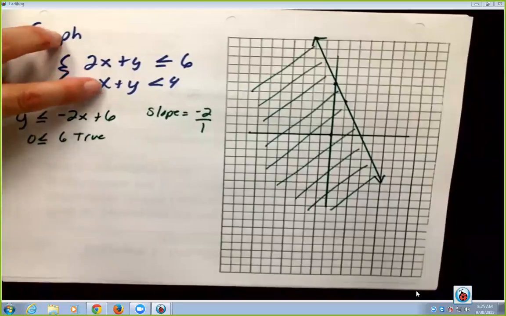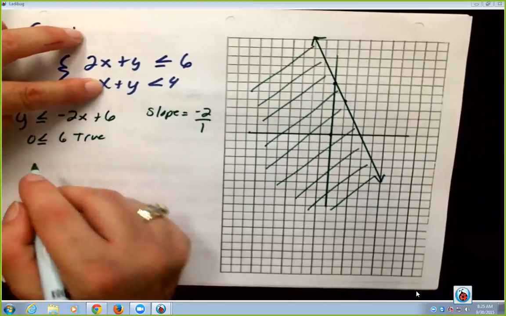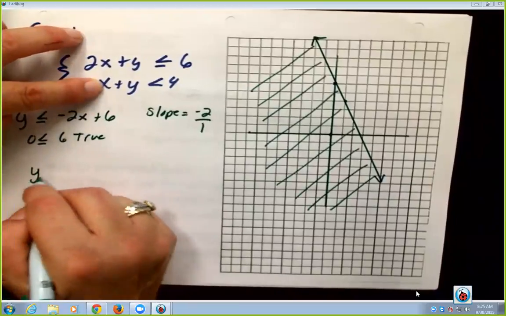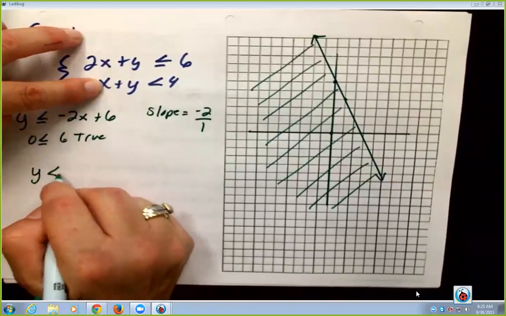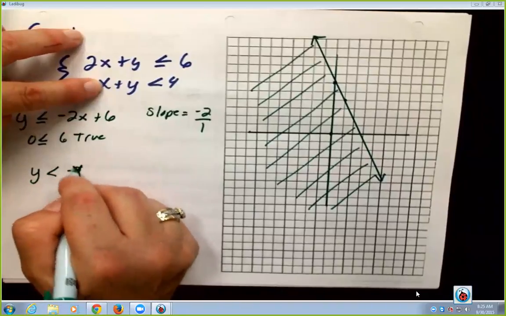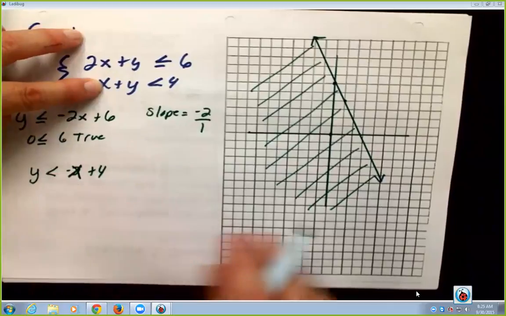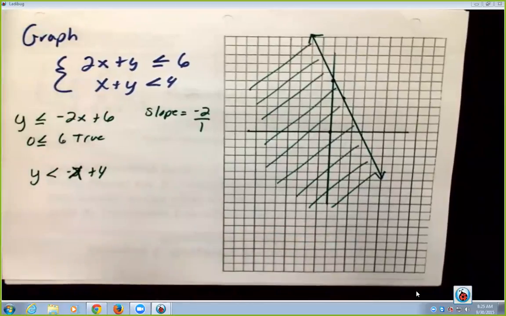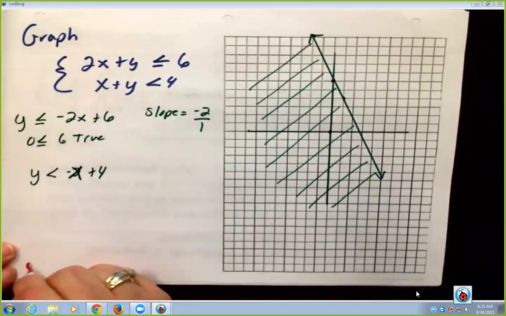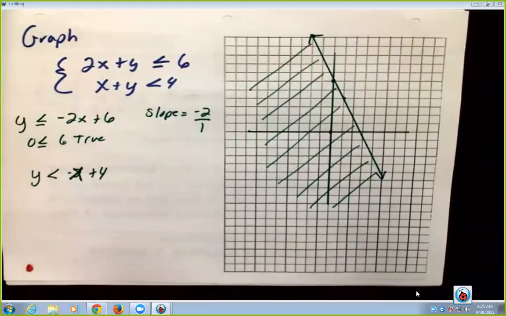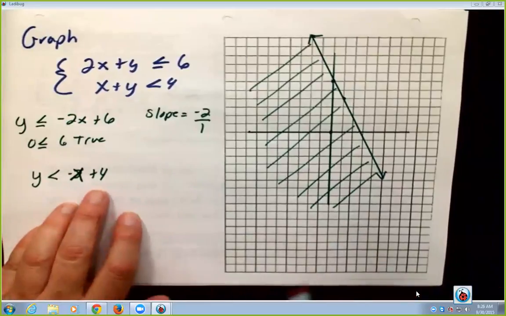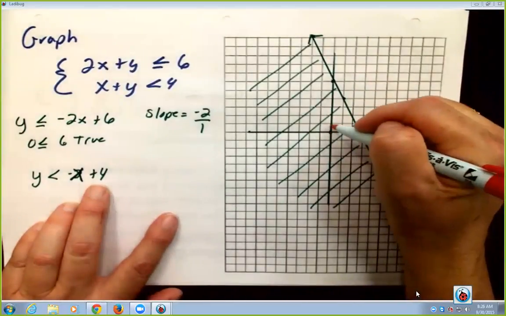Second line, move my x over. So I end up on the second line with y is less than a negative x plus 4. And I don't think this red pen has decided. Oh, it's getting a little better. Maybe it was just the tip of it. So we'll try it. It says to go up 4.